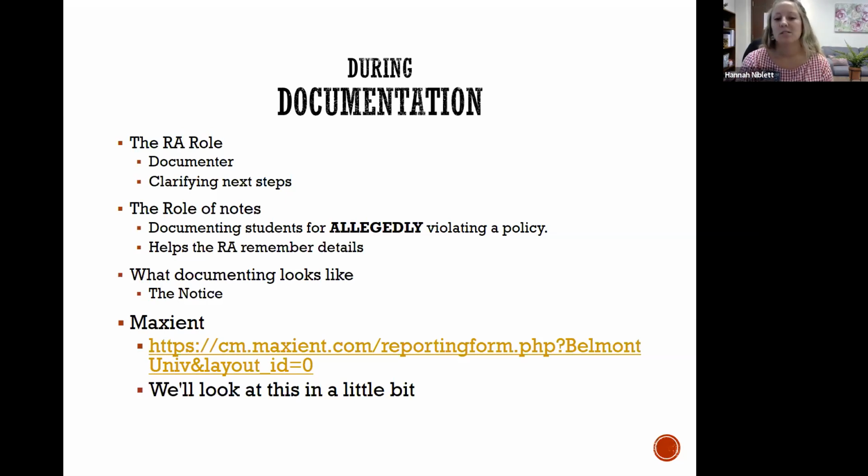So you can also let them know that they will be receiving a notice in their email. Once the situation is documented, the RD will go into the system and they will send them an initial letter, and it'll tell them, hey, you have 2 days to set up a meeting with me so that we can talk through this. And you do all of this, and then you'll go through and do the Maxient. That's how you report the whole situation, but we'll look at this in just a second.